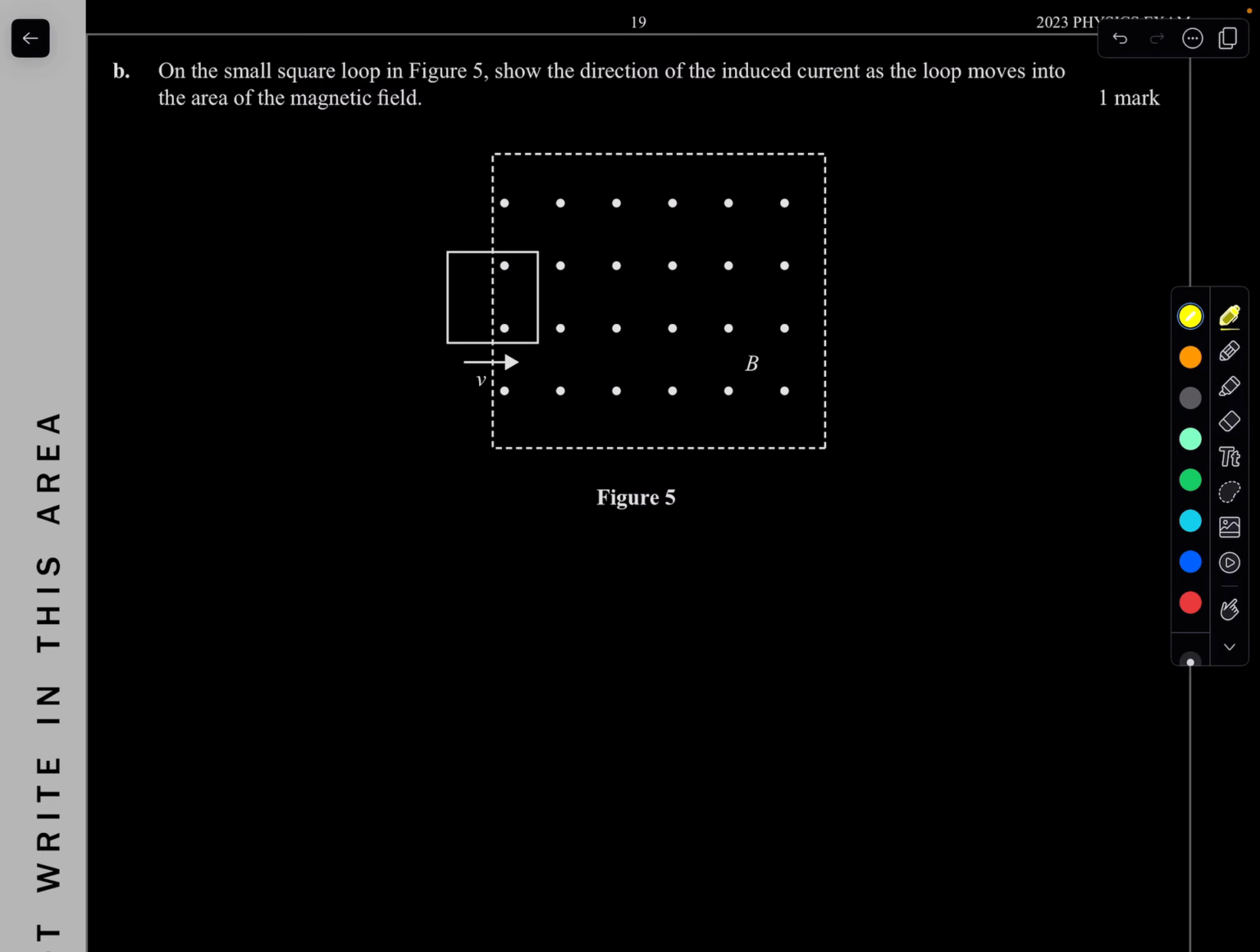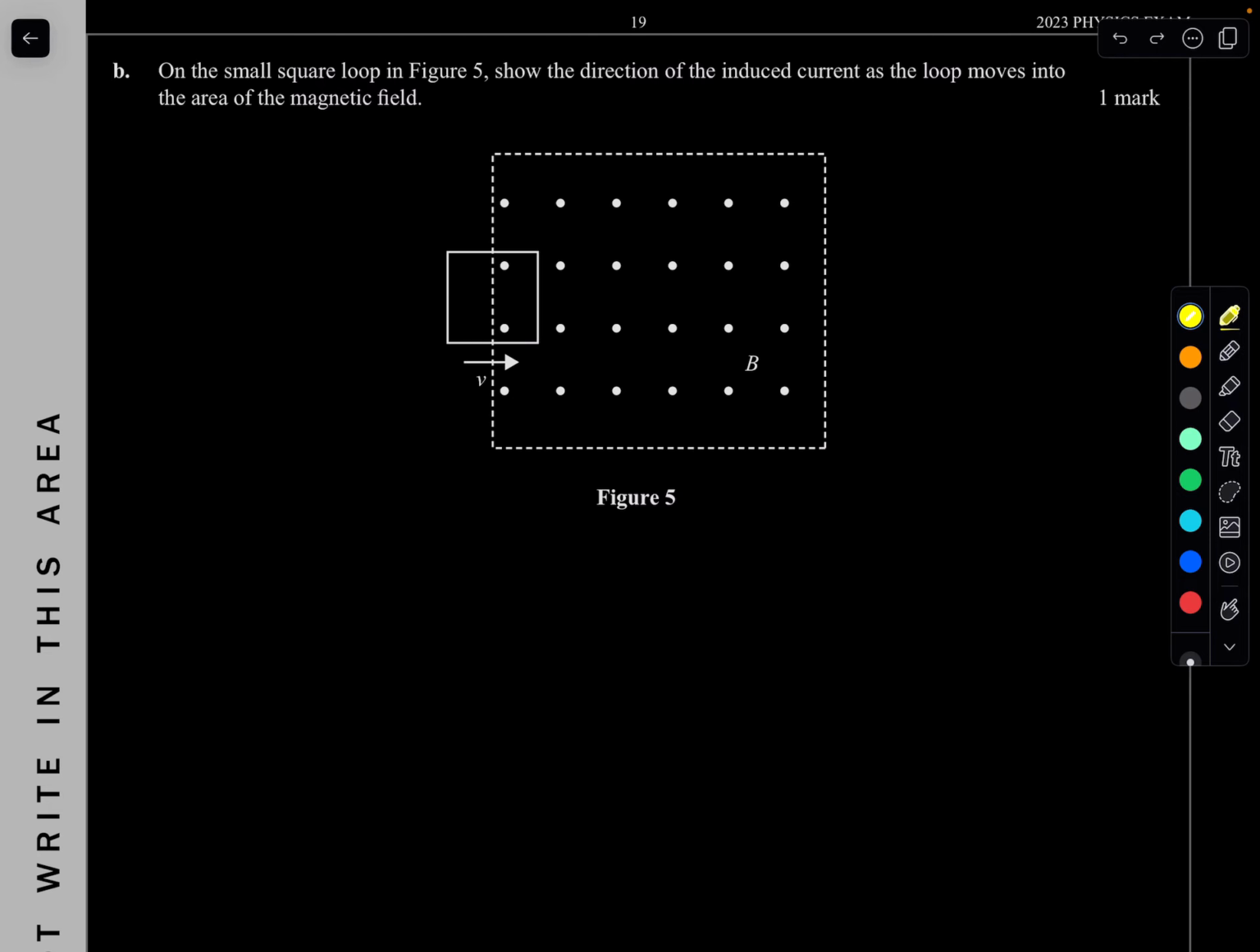B. On the small square loop in figure 5, show the direction of the induced current as the loop moves into the area of the magnetic field. So basically, to get the induced current, all you do is Lenz's law. There's an increase in flux because we're going from nowhere into a magnetic field. Lenz's law states that when there's an increase in flux, in this case out of the page, there's going to be an induced magnetic field that will oppose that change in flux, so it will be in the opposite direction of the field lines.